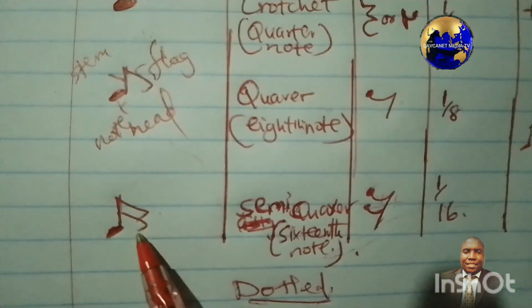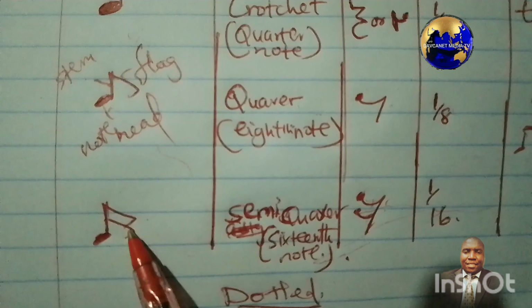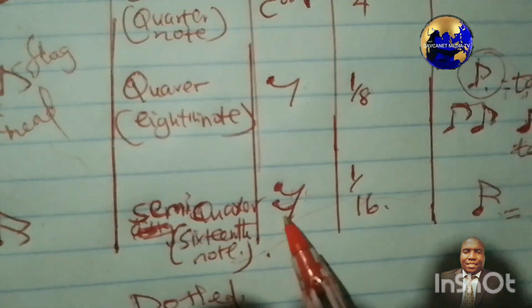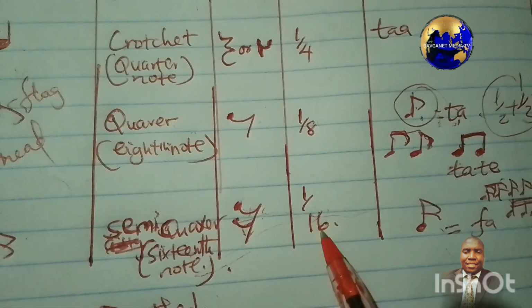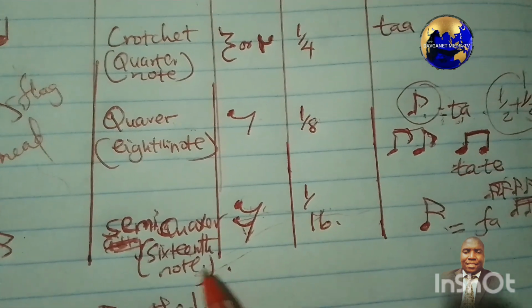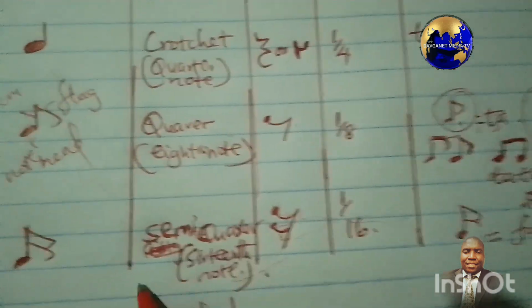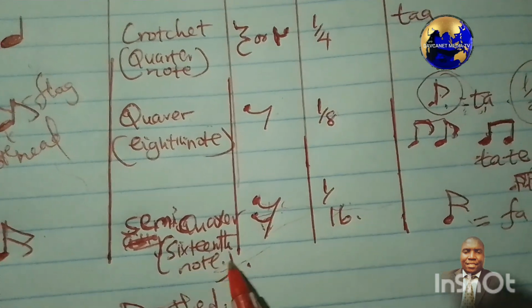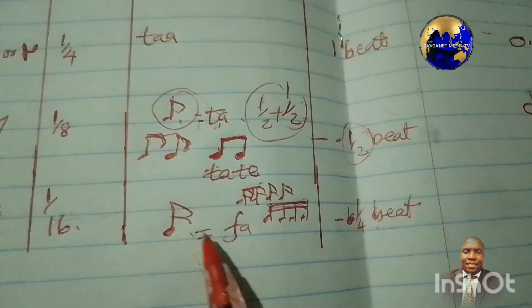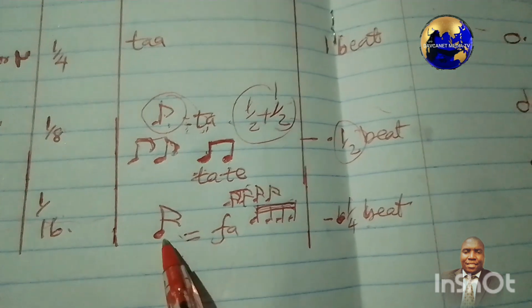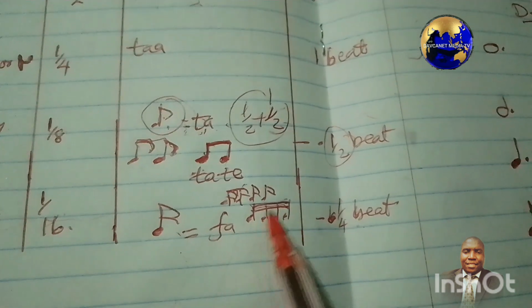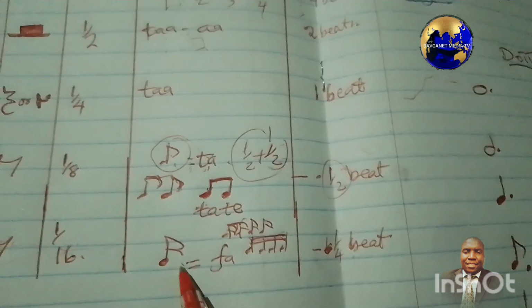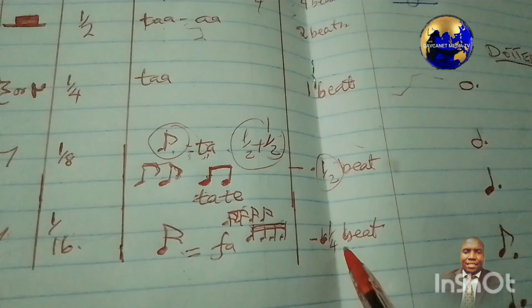We have another note here, which is a semiquaver. A semiquaver has two flags, and this is the rest of a semiquaver. The value of a semiquaver is 1/16. That's why the semiquaver is also called sixteenth note. The French rhythm name of one semiquaver, we use fa. And a semiquaver is a quarter beat.